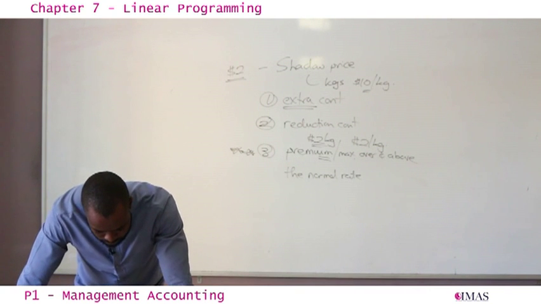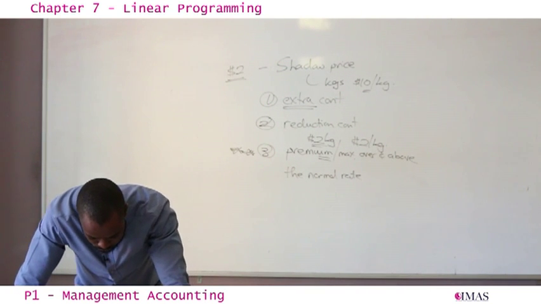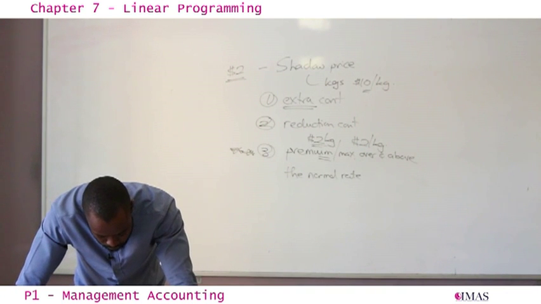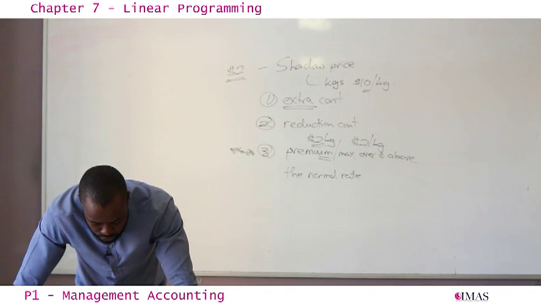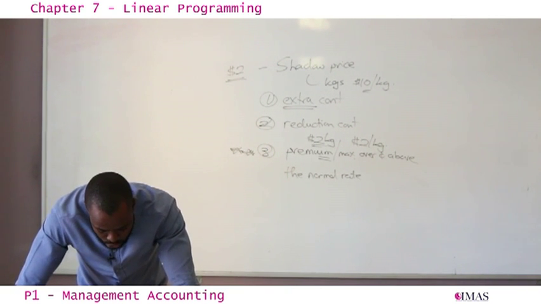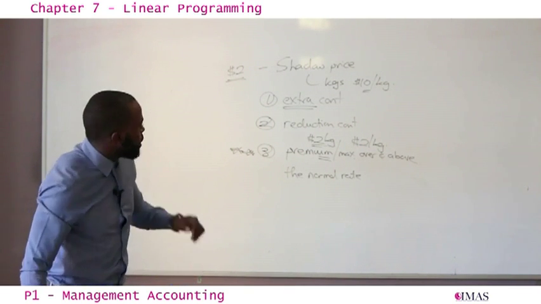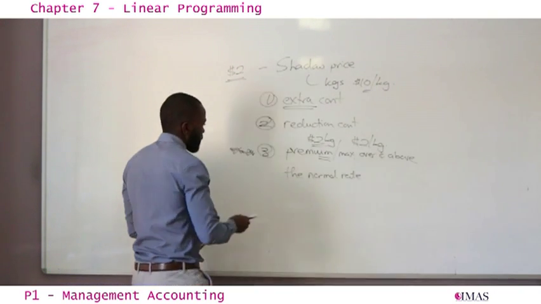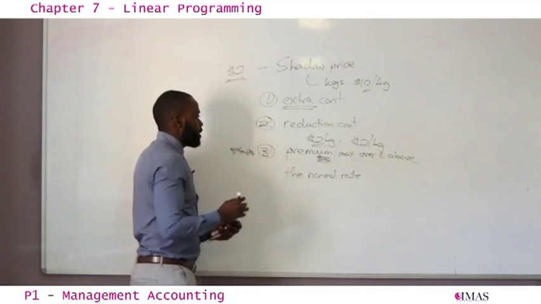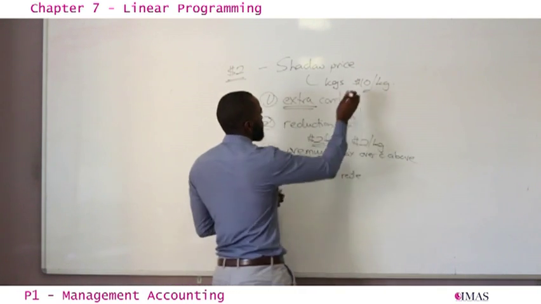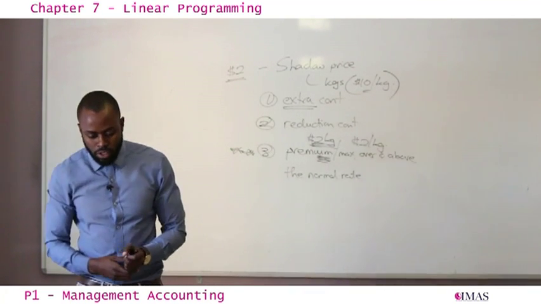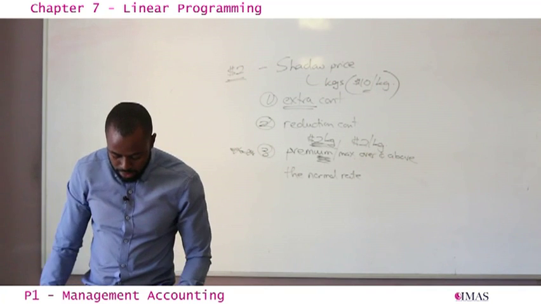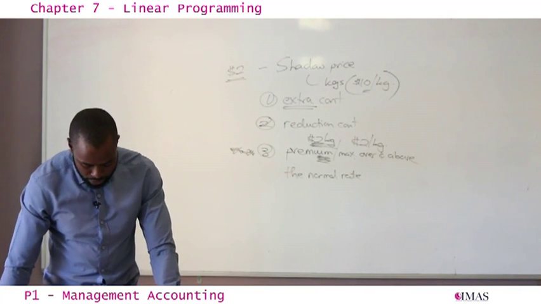Then C, the minimum that should be paid for 1 additional unit of the scarce resource. That's not correct. D says the contribution that can be earned from 1 additional unit of scarce resource. So that one is correct. Then E says the total that should be paid for 1 extra unit of the scarce resource. It's not the total, it's only the premium or the extra amount. We're saying if the resource costs $10, we are prepared to pay a premium of $2 over and above the $10. So our answer there will be A, B, and D.